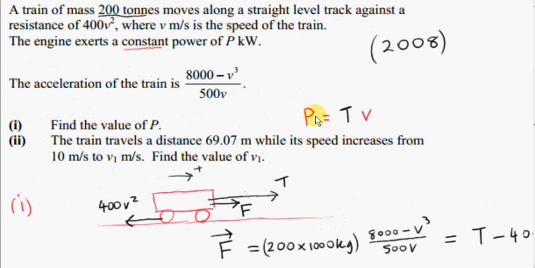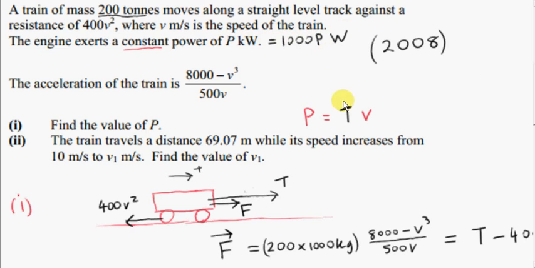Now we have to be careful here. I said earlier that P has units of joules per second. Now 1 joule per second is 1 watt, so that's written W. So the units of P are the watts. But the constant power of this train is P kilowatts, so we need to convert this to watts. There are 1,000 watts in a kilowatt. P kilowatts is 1,000 P watts.